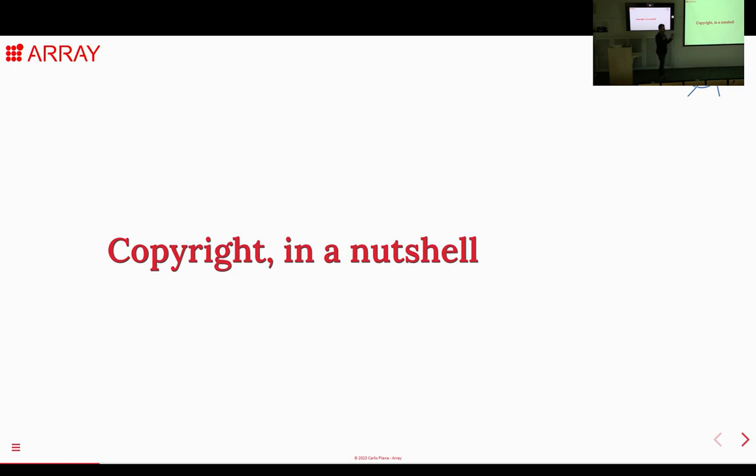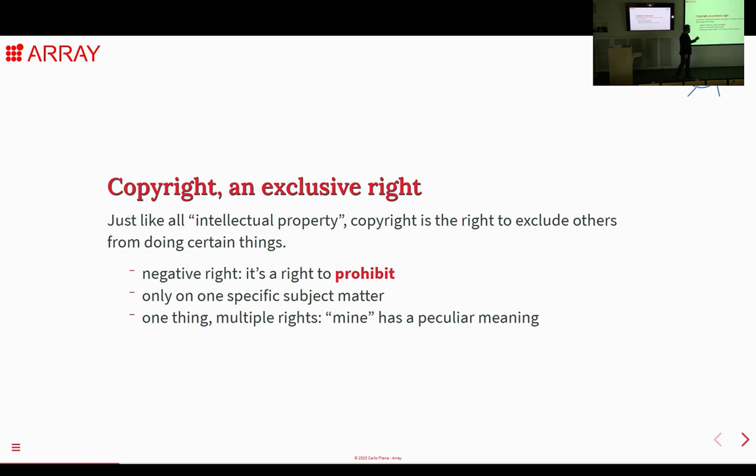We have this system, which, by the way, is governed by a convention which was made in Bern more than 100 years ago. Copyright is an exclusionary right. It doesn't exist in nature, it's created by the law, and it gives you the right to exclude others from doing certain things. So, because the law gives you these exclusionary rights, it's a negative right. All the IP, or so-called IP rights, are negative. It's a right to prohibit. By the right to prohibit, you can demand things in exchange for the permission.